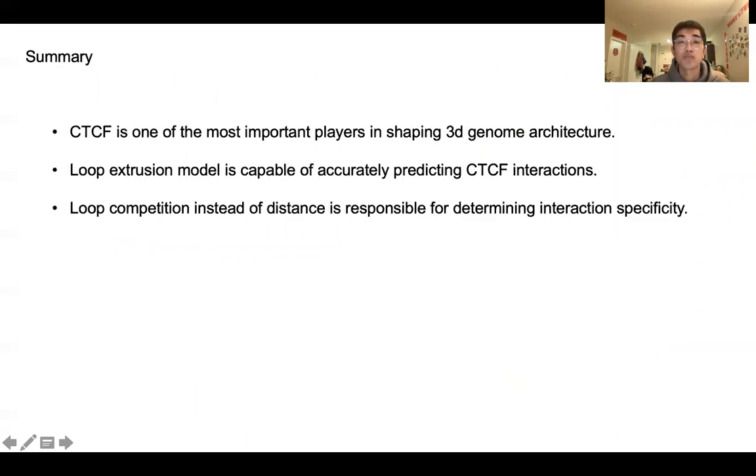So to summarize, what we find is that CTCF is one of the most important players in shaping 3D genome architecture. And the loop extrusion model is capable of accurately predicting CTCF interactions. And finally, loop competition instead of distance is responsible for determining interaction specificity.